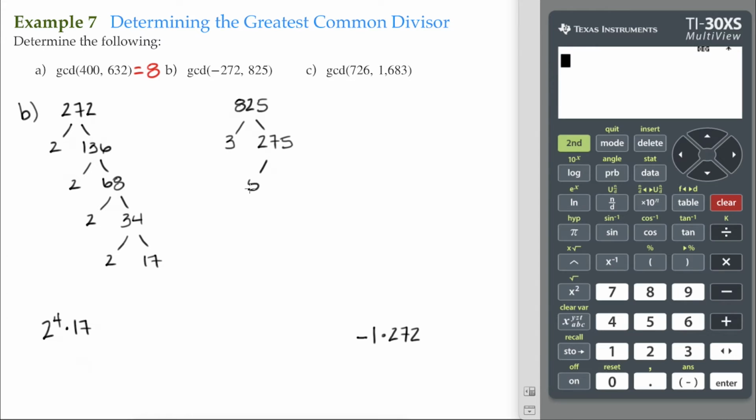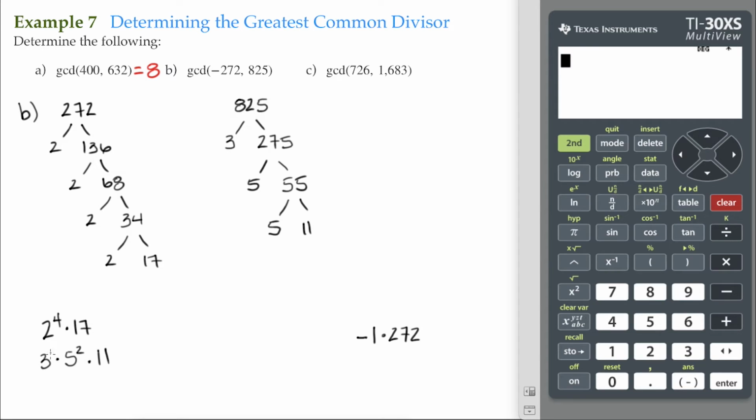And then this will be 5 times 55. And this is 5 times 11. So then we have 3 times 5 squared times 11.